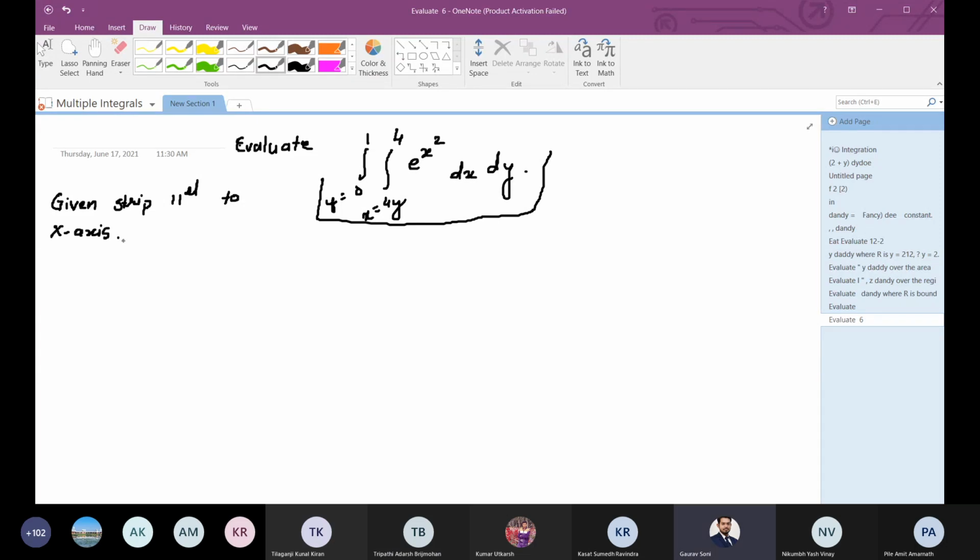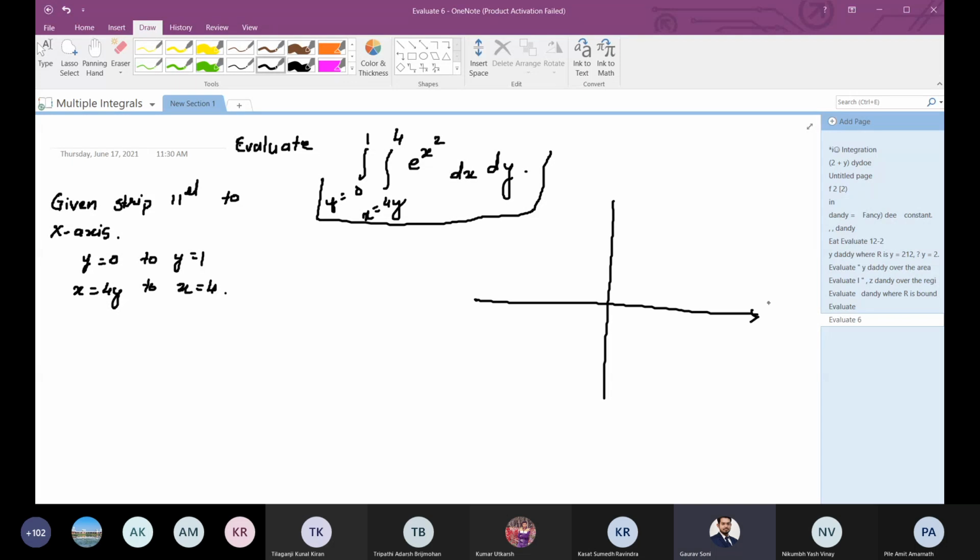Now, what are the limits for this? y is running from 0 to y equal to 1. x is running from 4y to x equal to 4. Let's draw the diagram for this. x equal to 4y is a straight line passing through the origin. And x equal to 4 is a straight line which is parallel to the y-axis. So this is x equal to 4.